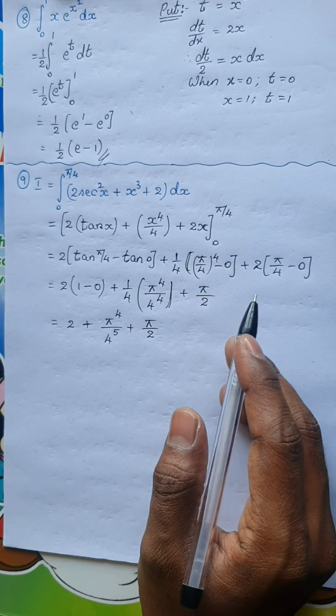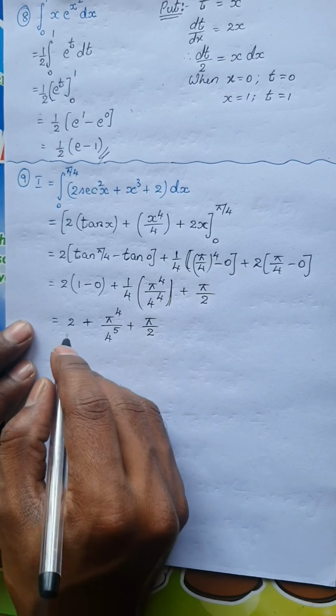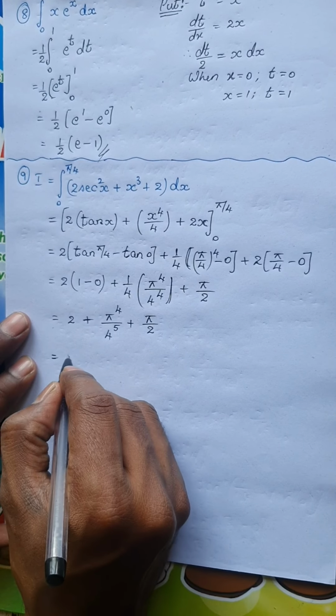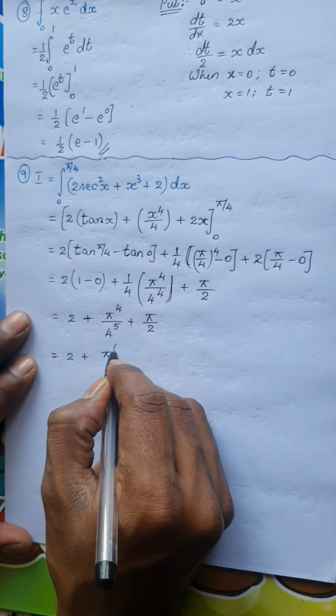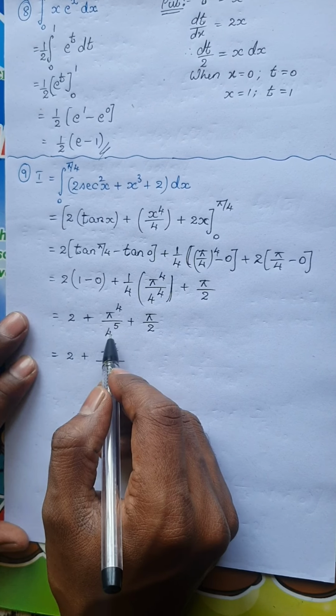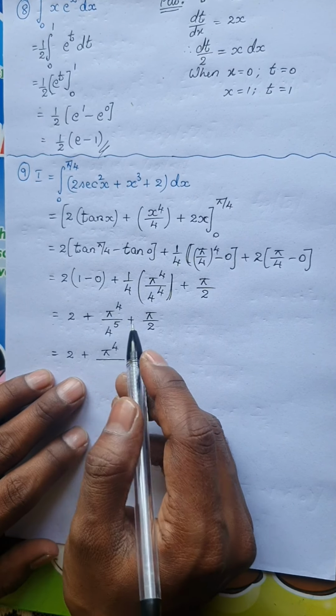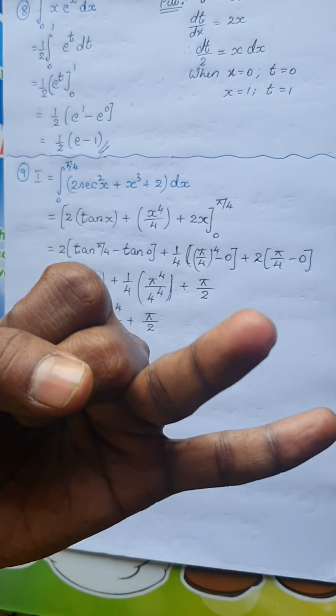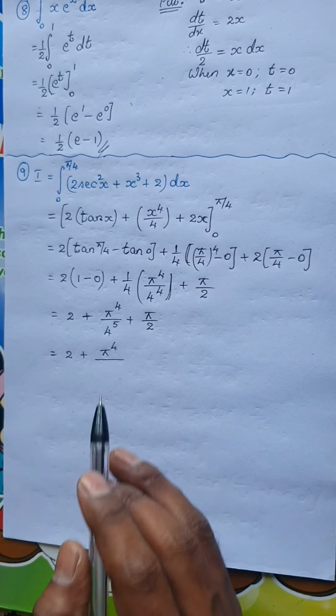Okay, so you can keep this as it is, you need not worry, or you can solve this as 2 plus π^4 divided by, get the value of 4^5. So 4^5 is 4 into 4 into 4 into 4 into 4, multiplying 4 five times.